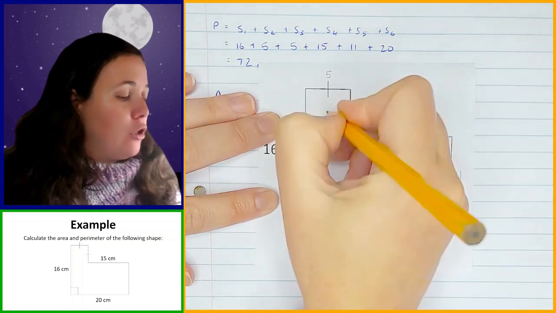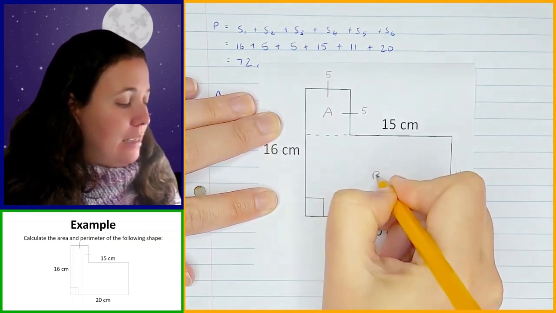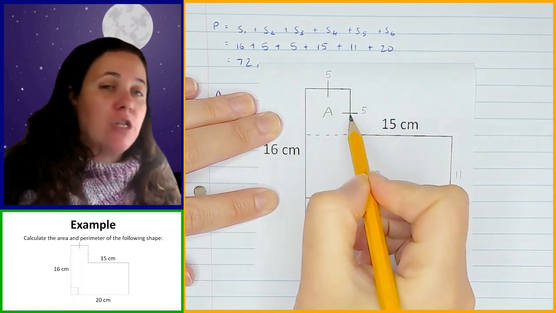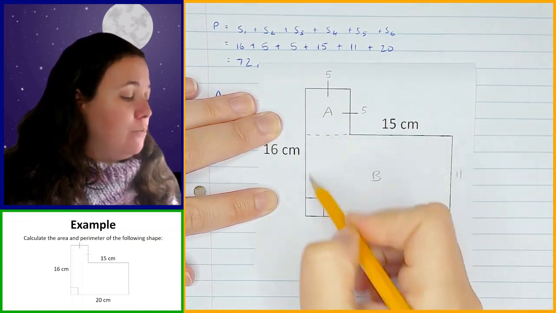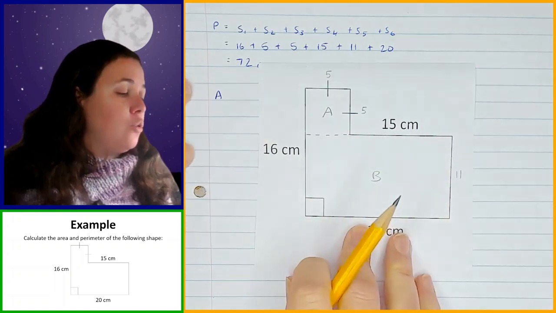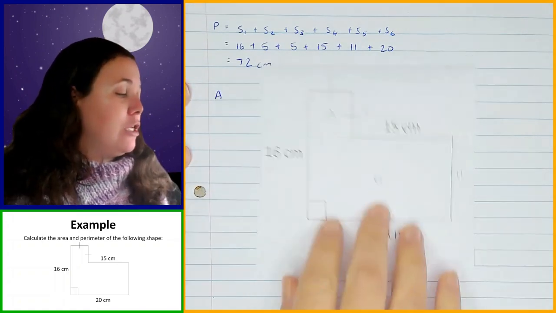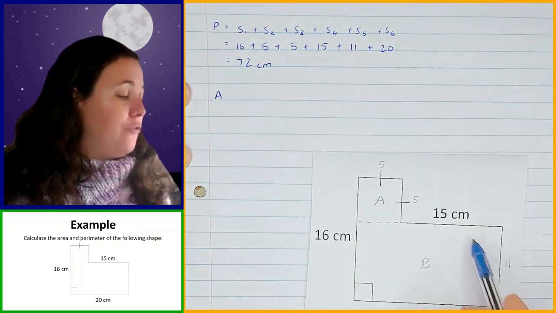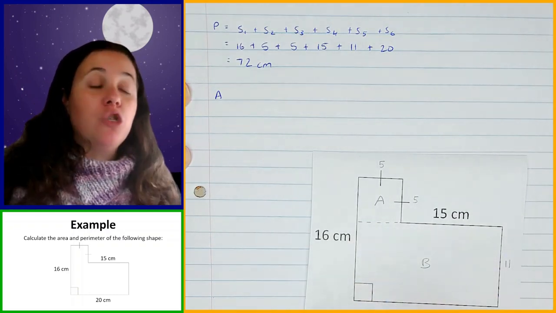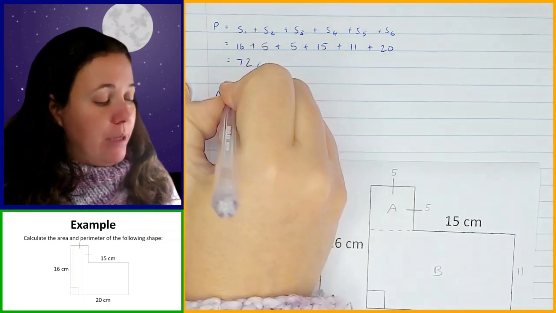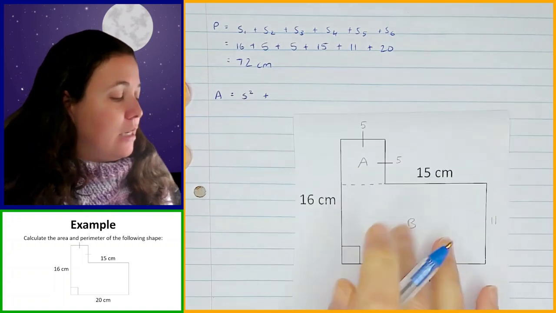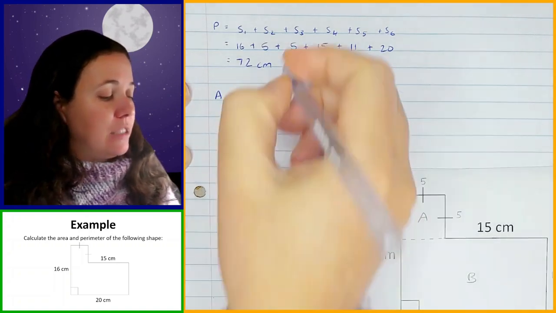Okay, so I've got section A and section B. Now section A, if you look at that, it's 5 by 5, so that is a square, and section B is a rectangle. So what I'm going to do to work out the area is I'm going to take the formula for a square and the formula for a rectangle. I'm going to add their areas up. So it's going to be the area of a square is side squared plus the area of a rectangle is length times breadth.